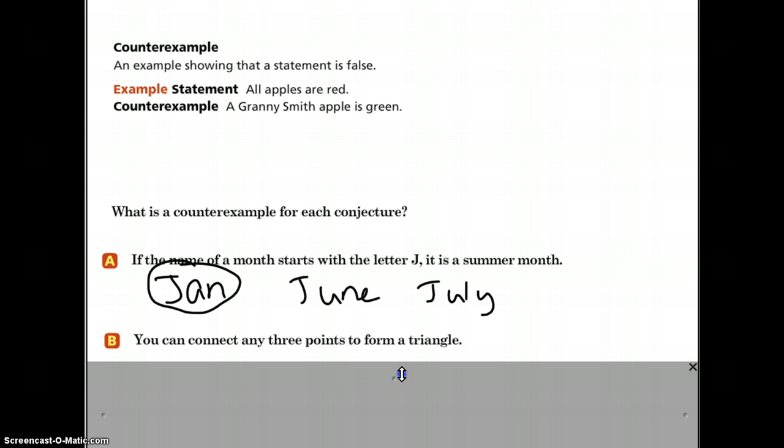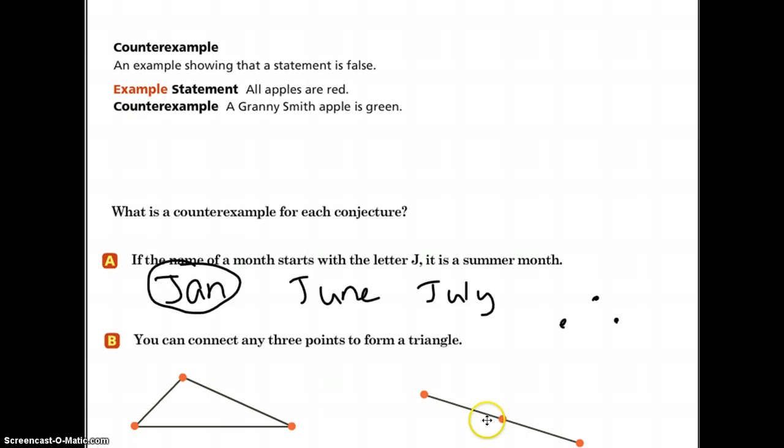Let's look at this other one. You can connect any 3 points to form a triangle. Well, yeah, I mean 3 points can make a triangle, right? If you've got them going, like point 1, point 2, point 3, but that's not always the case. Think about one of those good vocab words we learned last chapter. What about 3 collinear points? Yeah, that didn't make a triangle, that makes a line. Awesome.